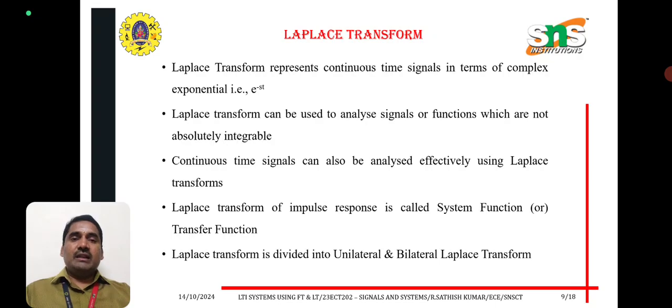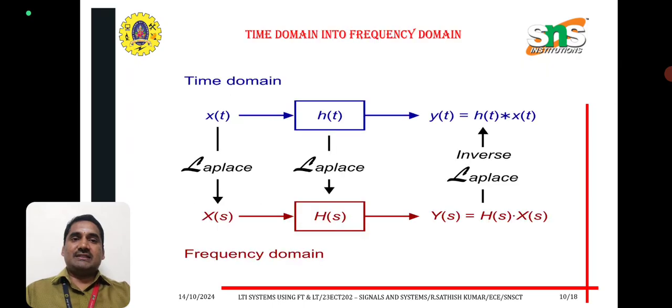Laplace transform. The Laplace transform represents a continuous time signal in terms of a complex exponential, that is e power minus st. The Laplace transform can be used to analyze signals or functions which are not absolutely integrable. Continuous time signals can also be analyzed effectively using the Laplace transform. The Laplace transform of the impulse response is called the system function or transfer function. The Laplace transform is divided into the unilateral Laplace transform and the bilateral Laplace transform.